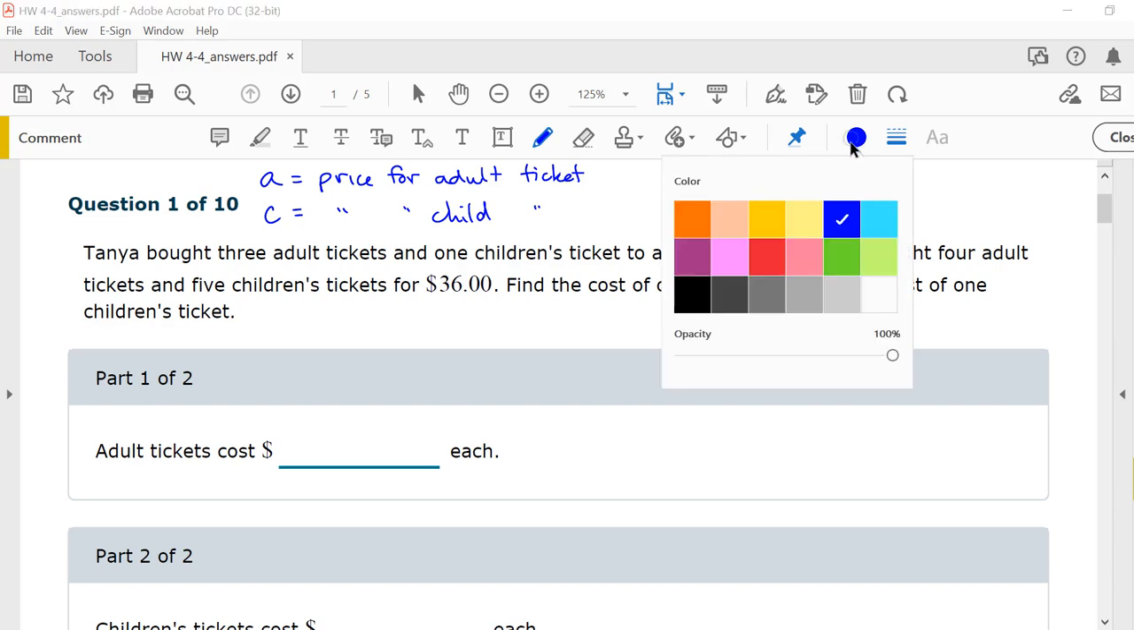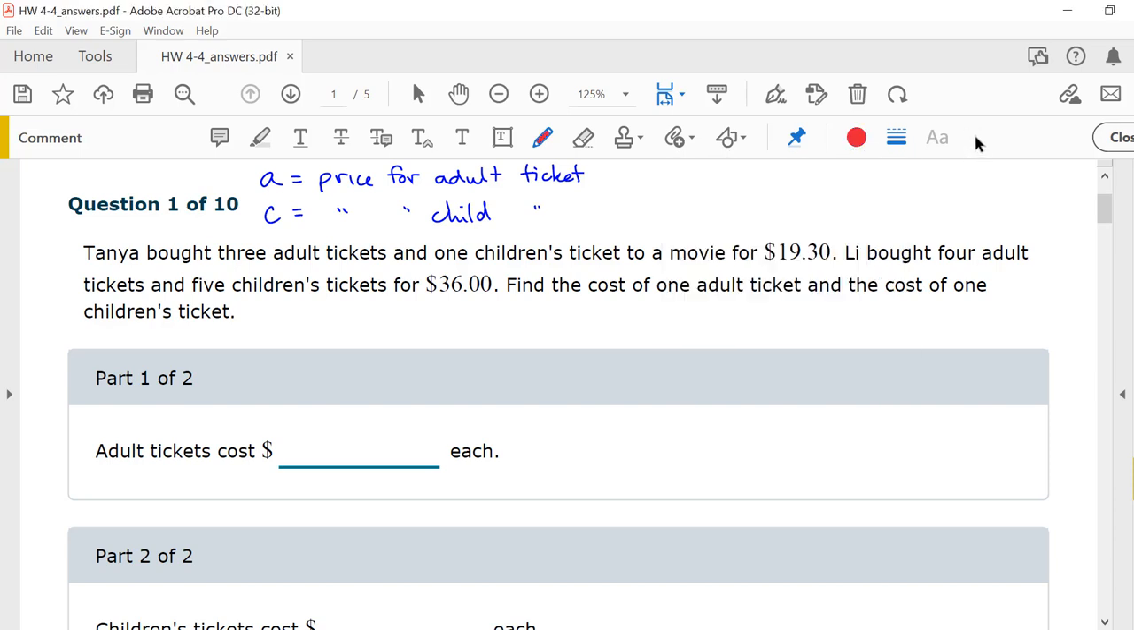Okay, let's go get our equations. Tanya bought 3 adult tickets, so 3A, and 1 children's ticket, so 1C, and that cost $19.30. Lee bought 4 adult, so 4A, and 5 children, 5C, for $36. All right, there's our system.